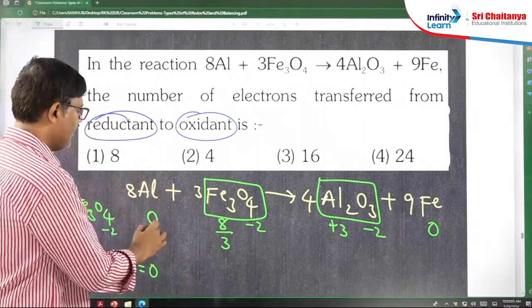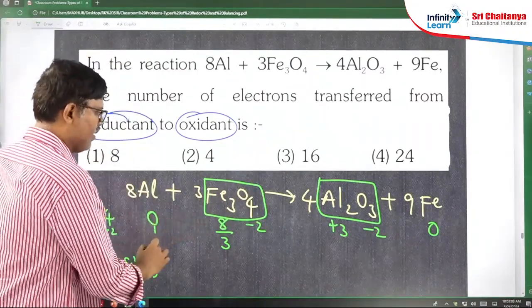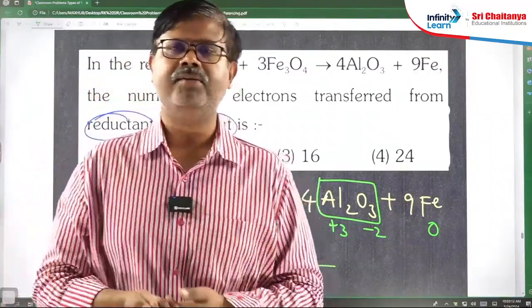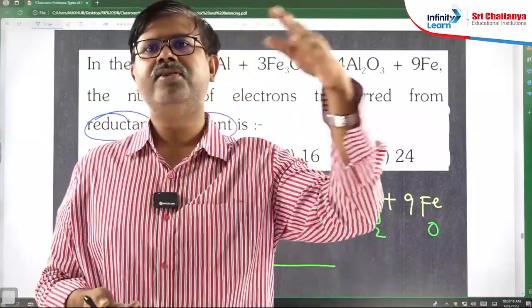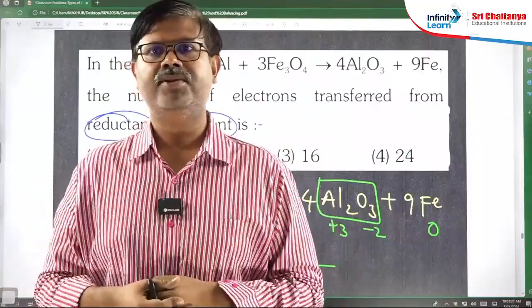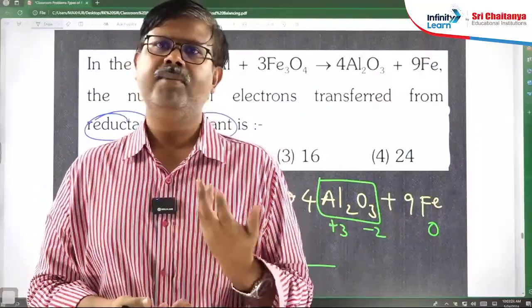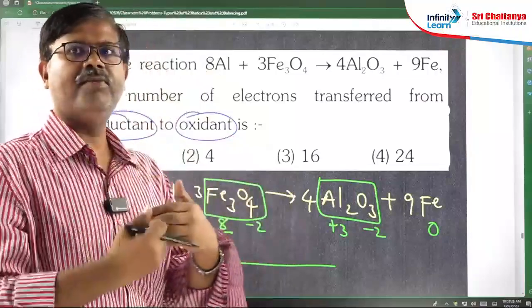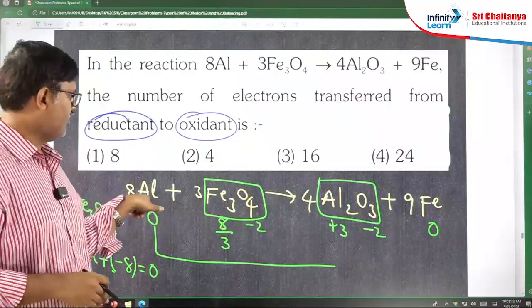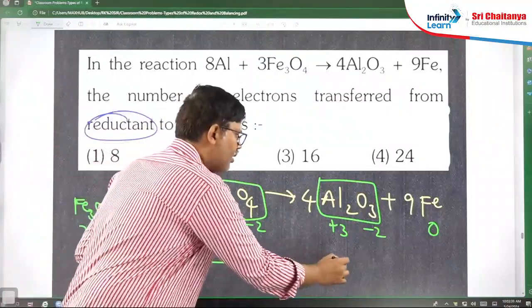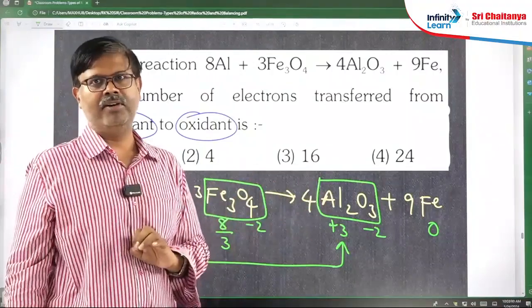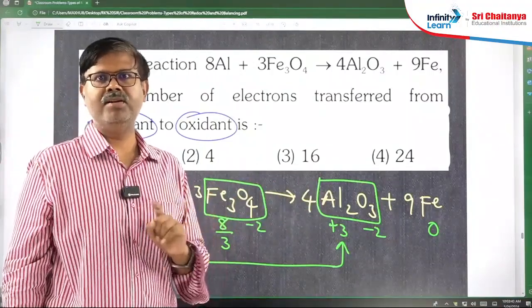Now, you can take aluminium or iron, it does not matter. You will get the same answer, because whatever electrons are released through oxidation, those electrons only will be involved in the reduction side. So whether you take the oxidizing species or the reducing species, the electrons involved will be the same. They only transfer from one place to another. So here, I'll take aluminium to calculate the electrons. For one aluminium, how many electrons are involved? What is the change in oxidation state? That is the number of electrons involved. Electrons are only responsible for the change in oxidation state.